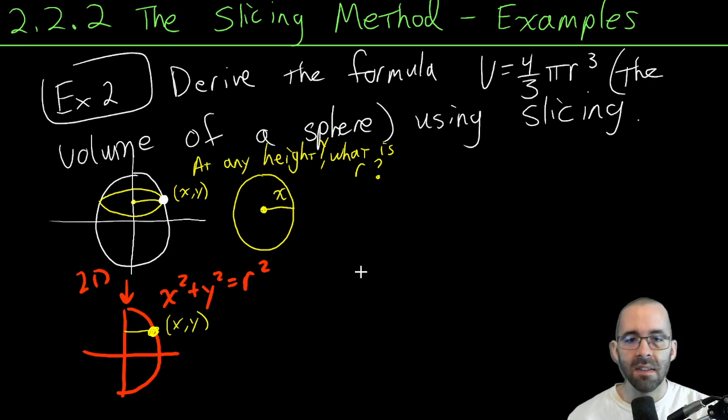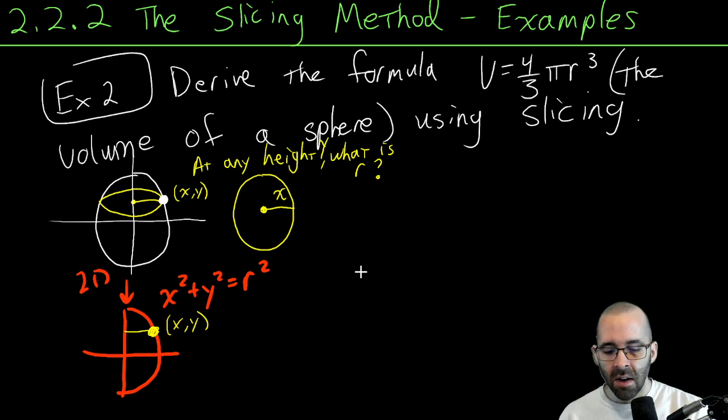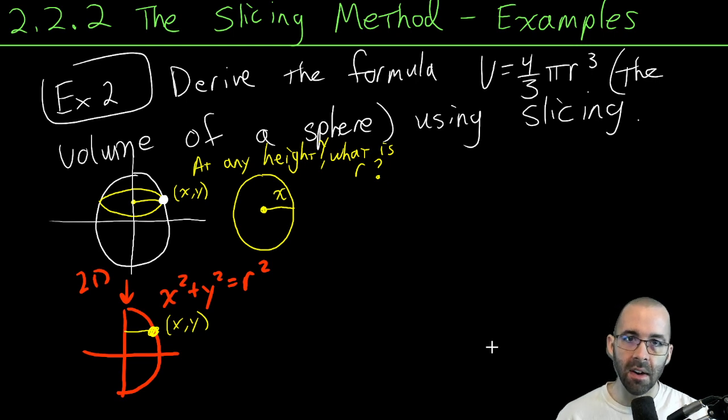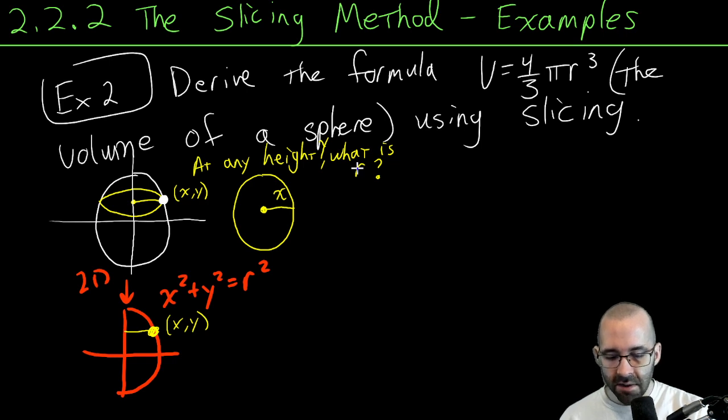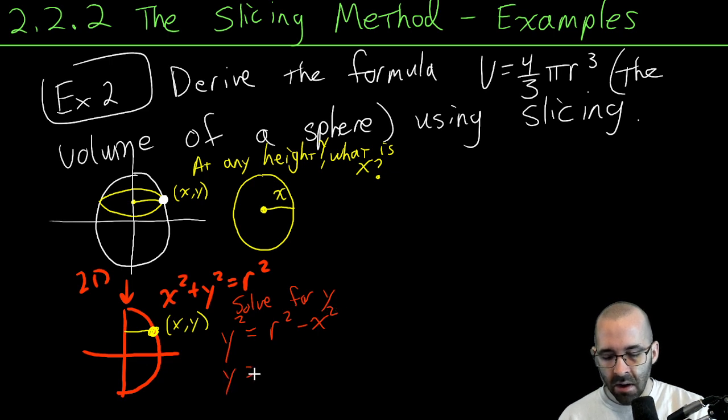What's the relationship between this x and this y? If we can find that, we know the area of this cross section. If we know the area of the cross section, we know the volume of the sphere. So at any height y, what is x? Let's use what we know about the equation of circles. Let's solve for y. We do that, we get y squared equals r squared minus x squared. So y is just the plus or minus square root of r squared minus x squared.